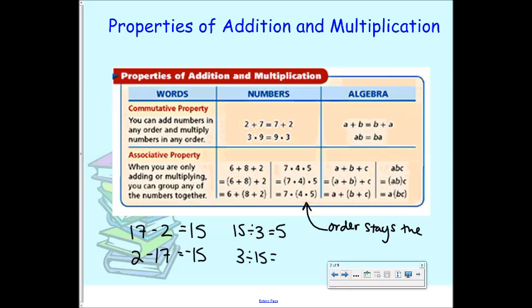Because that's the easiest way to tell the difference. So the order stays the same in associative, and in commutative, the order changes. All right, because sometimes there will be parentheses in commutative problems, so you shouldn't really look for just parentheses. You should look for the order of the numbers. So in commutative property, the order changes. In the associative property, the order stays the same.